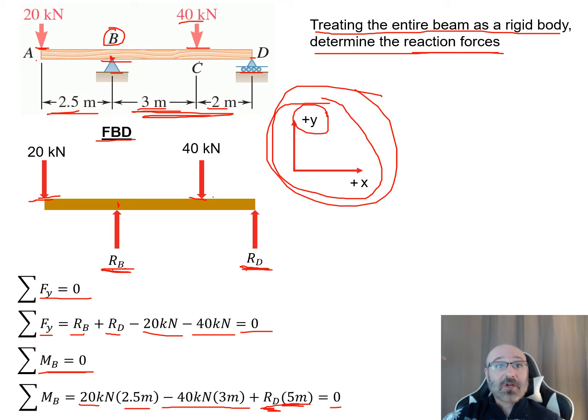So from this here, I take a look now, I've got these two equations right here, and I can see that I still have two equations and two unknowns.